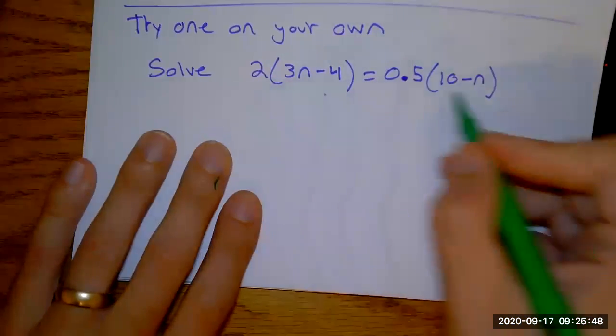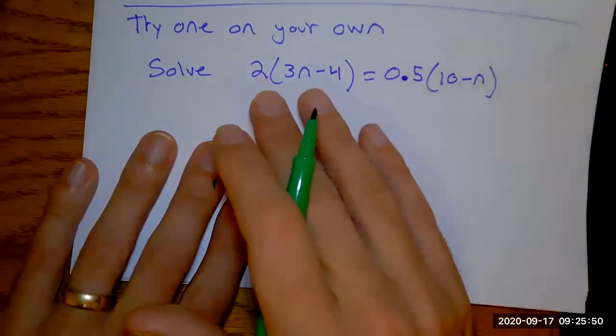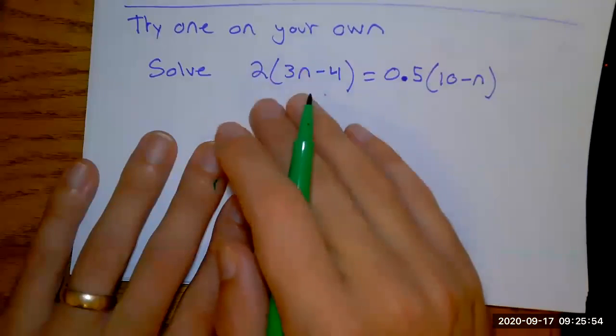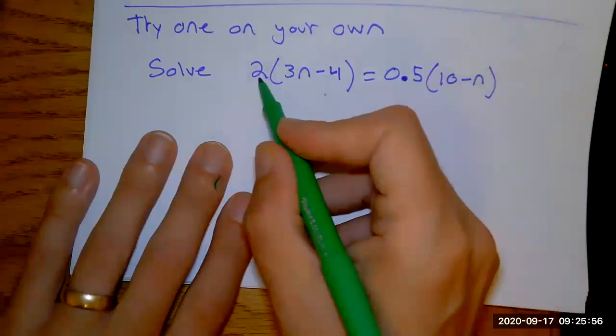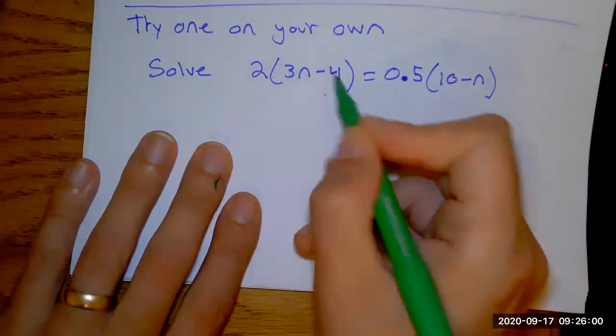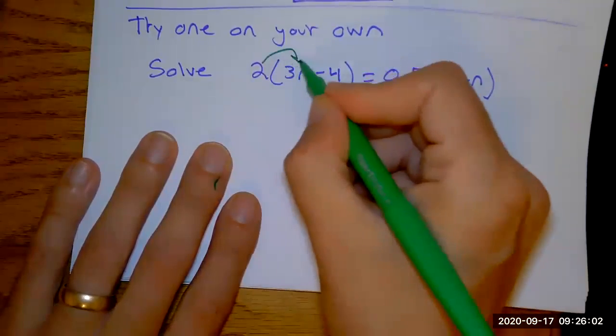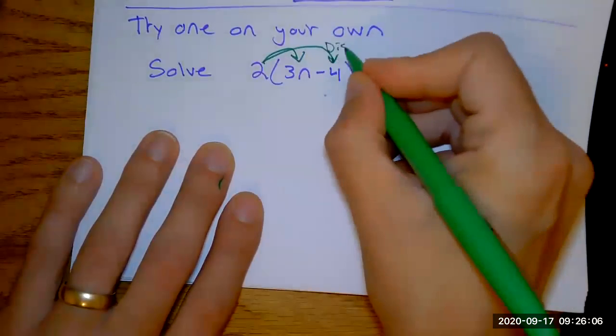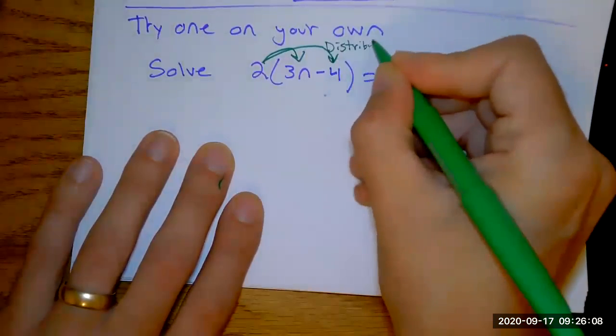So if I'm taking a look at this, I see that I have a lot going on the left and a lot going on the right. So I'm gonna start on the left. The first thing I see is it's 2 times some things in a shopping cart, right? In these parentheses. So I'm going to multiply everything in my cart by 2. And again, the fancy word for this is distribute.